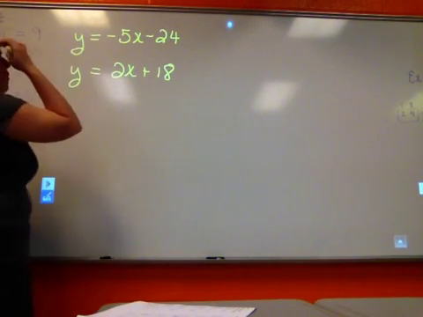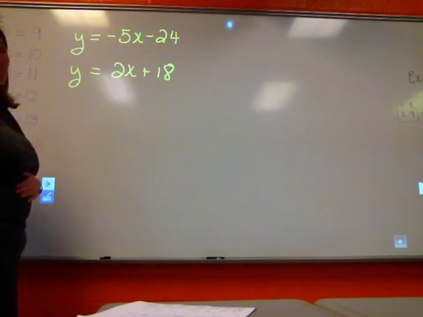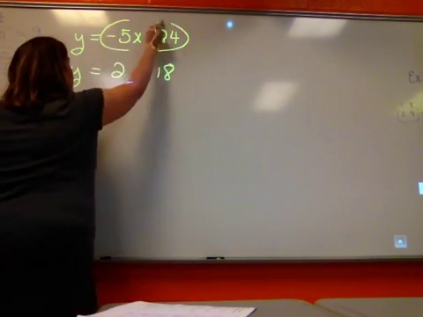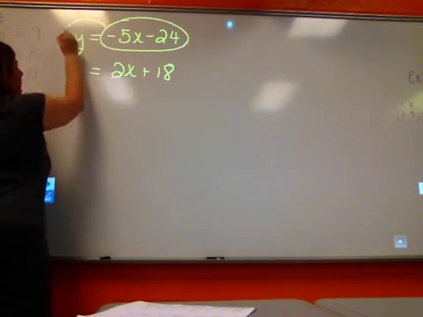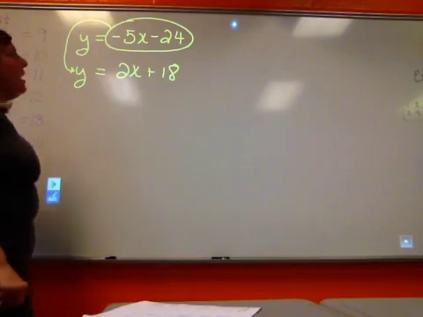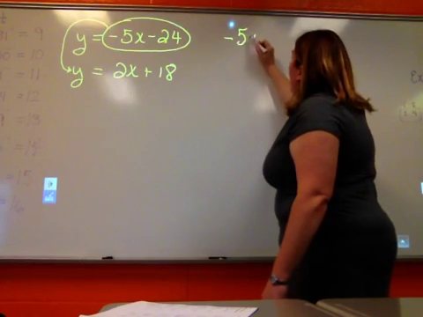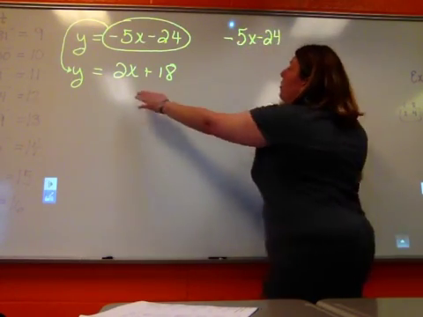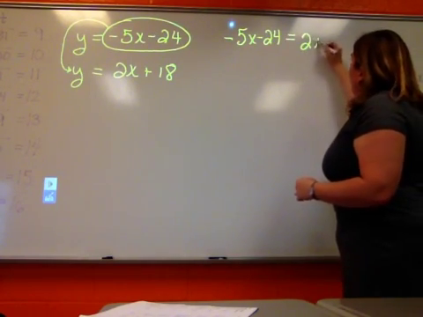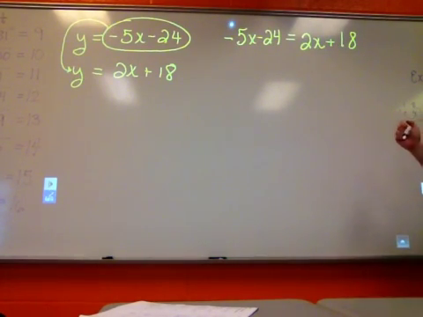Now both of these equations, y equals negative 5x minus 24 and y equals 2x plus 18, happen to both be solved for y. So I'm going to take one of the equations, since it's already solved for y, and replace the other y with that actual equation. So now my new equation is going to say negative 5x minus 24, because I replaced this entire thing with that, is going to be equal to 2x plus 18. I'm just setting them both equal to each other because they're both equal to y.